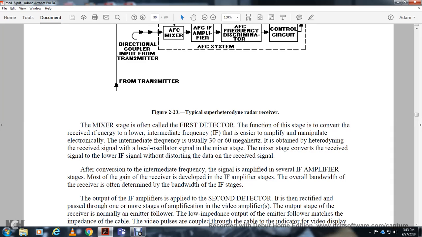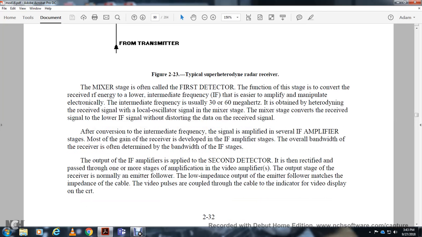In the heterodyne receiver, the local oscillator signal and the received signal are combined, and the mixer stage converts the received signal to the lower intermediate frequency without distortion of the data. After conversion, the intermediate frequency signal is amplified by several intermediate frequency amplifier stages, which develop most of the receiver gain. The overall bandwidth of the receiver is often determined by the bandwidth of the intermediate frequency stages.